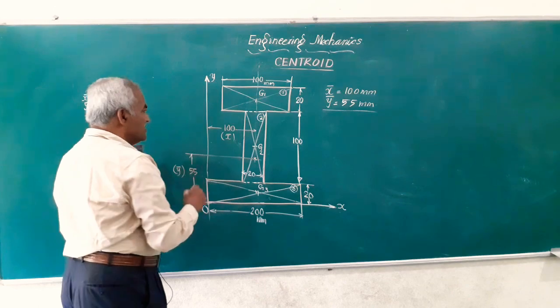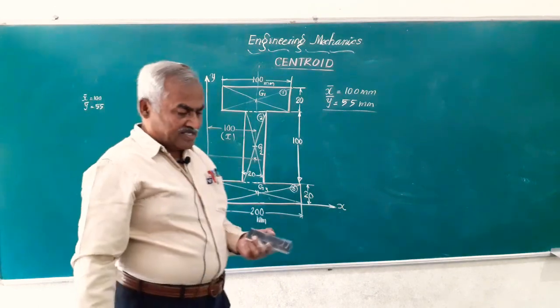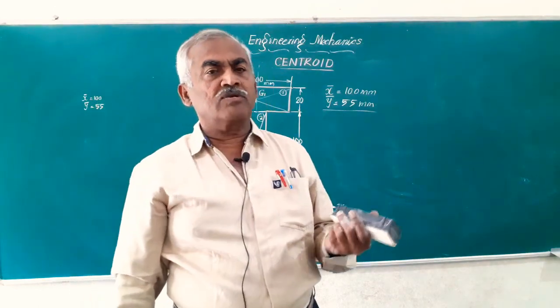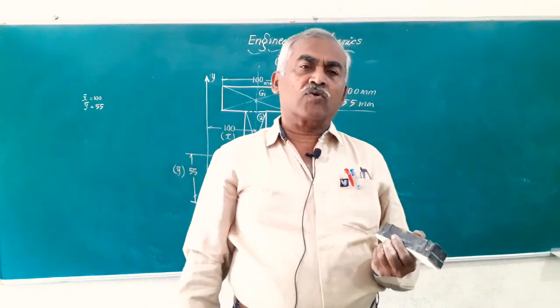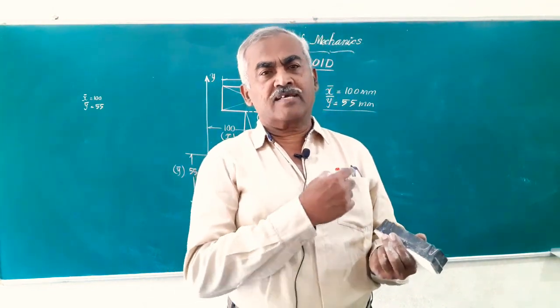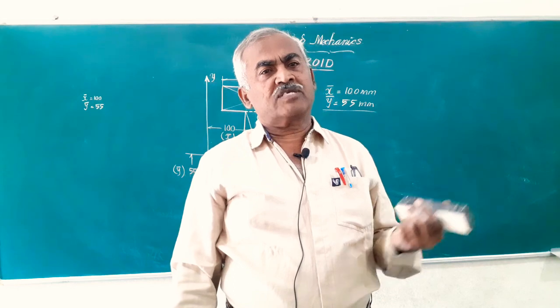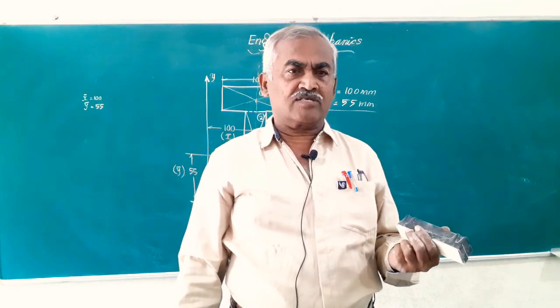So x bar is 100 and y bar is equal to 55 mm. So friends, by following this simple procedure, we are able to calculate and locate the centroid of the given I section which has got unequal flanges.